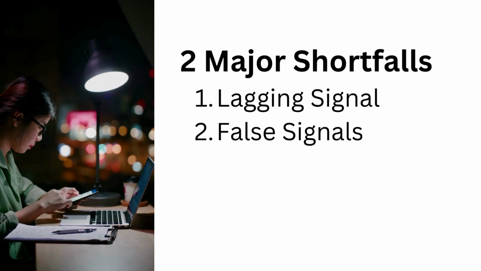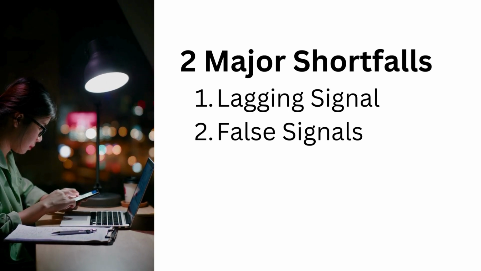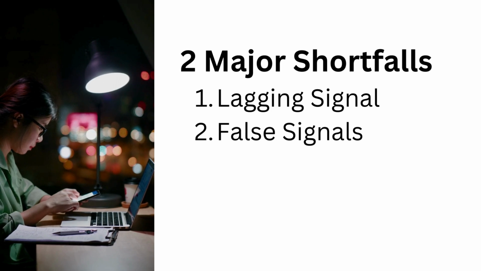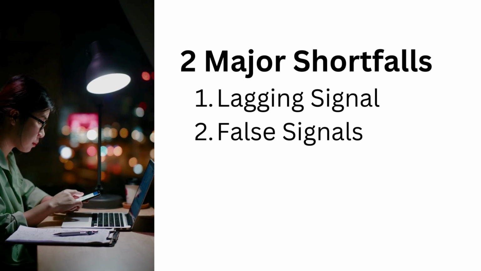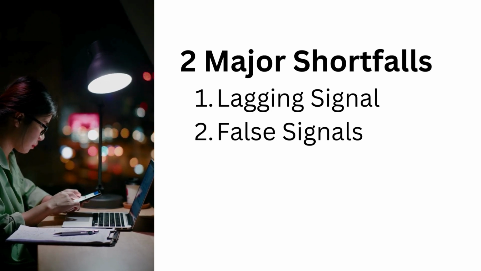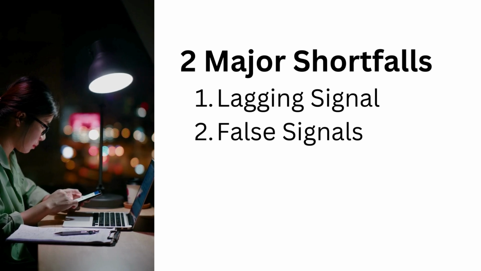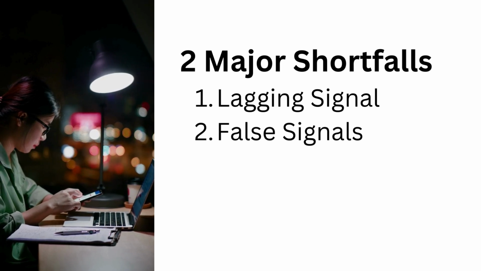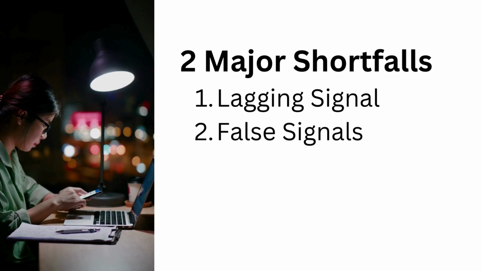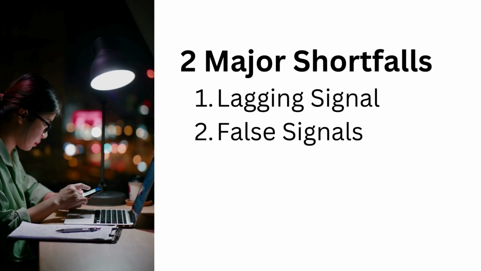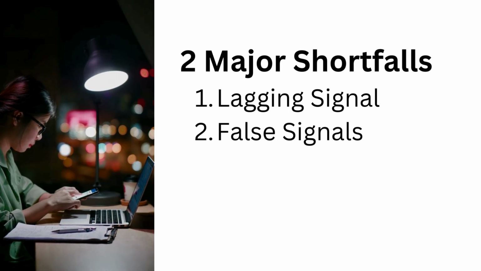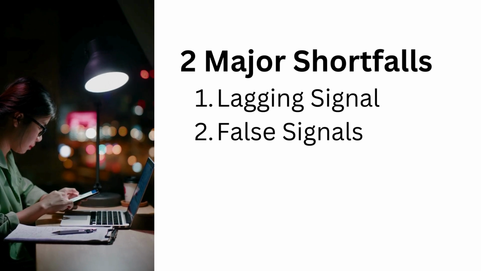However, when you look more closely, the MACD has two major shortfalls. Because it works based on the moving average, the MACD tends to signal an entry late, or what we call a lagging signal. And the MACD works best when the market is trending. So if the market is moving sideways, the MACD could give false signals.